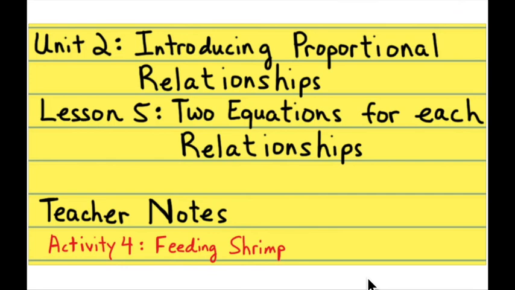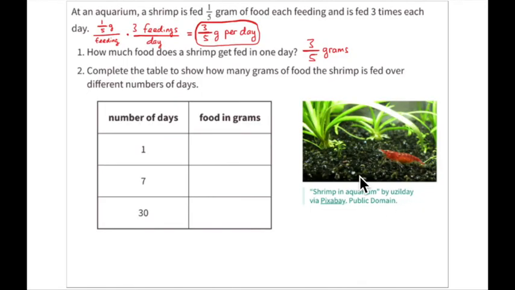This is activity 4, feeding shrimp. And this is an optional activity, and it's a difficult activity, but it really gets into the details of these 2 equations. So if students spend a lot of time on this and go over and over it, think about it in great detail, it really builds an understanding of what's happening with these 2 different equations.